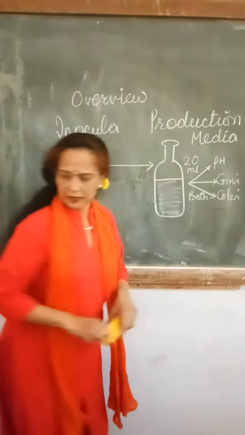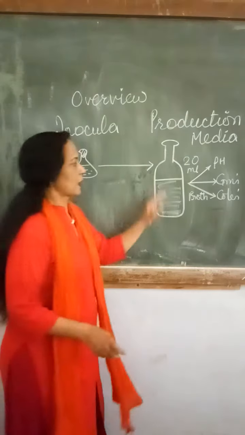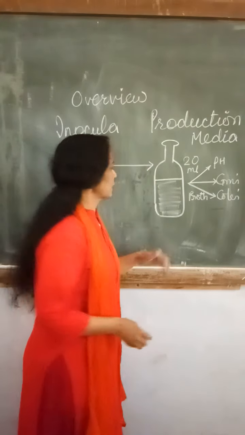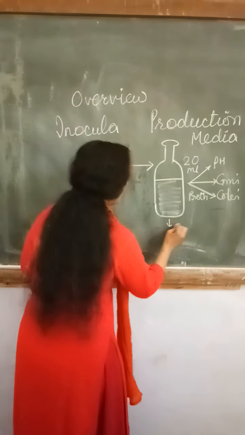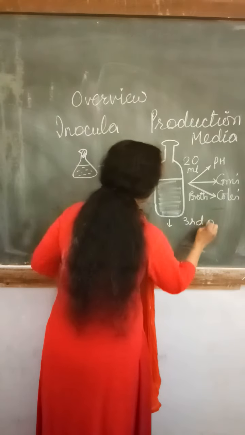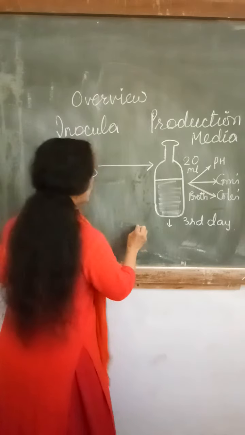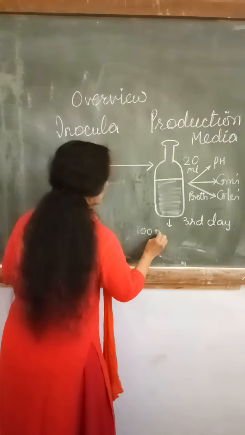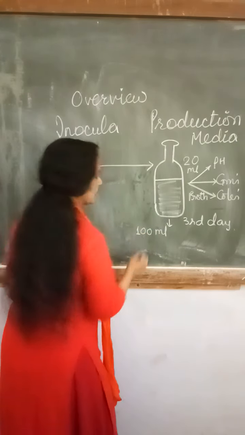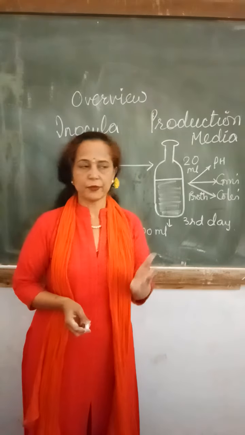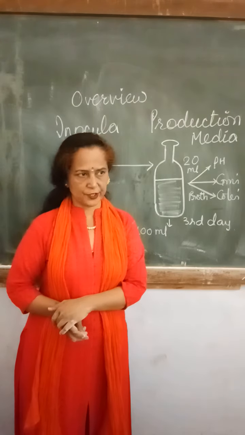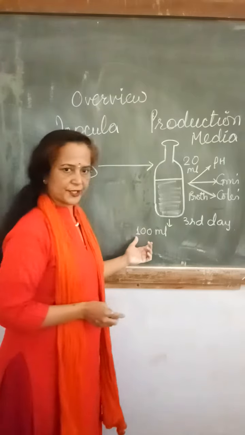Now after the completion of this fermentation, that is on the 3rd day, what are we going to do? We are collecting 100 ml of the broth from our production unit. Then it will be pre-treated before we go for alcohol estimation. Now how will it be pre-treated?